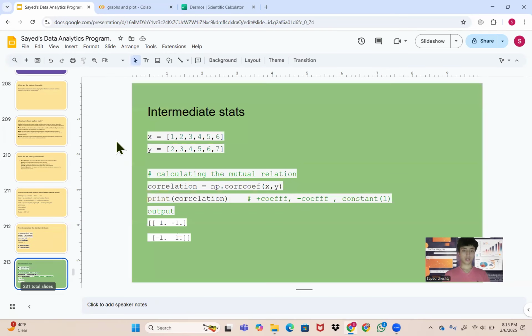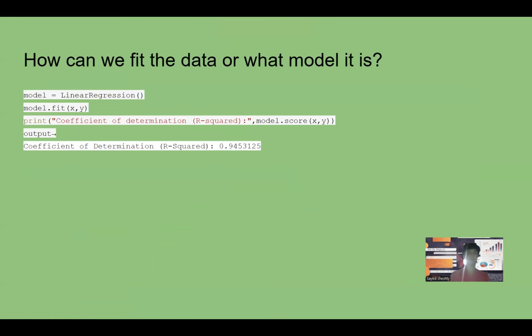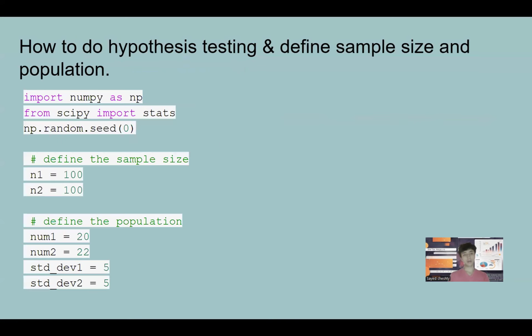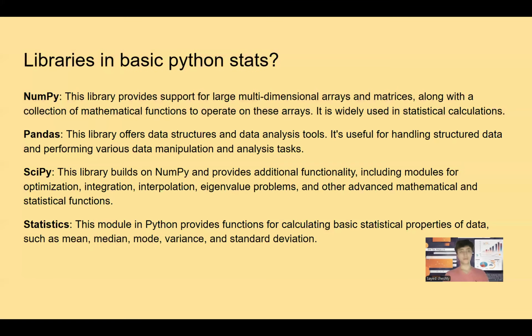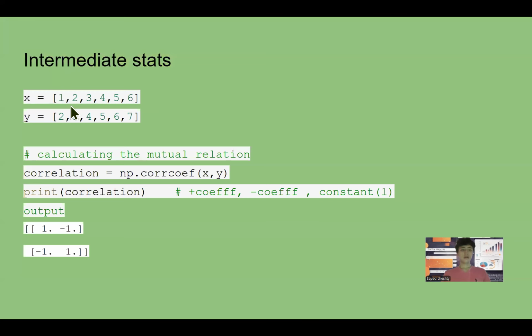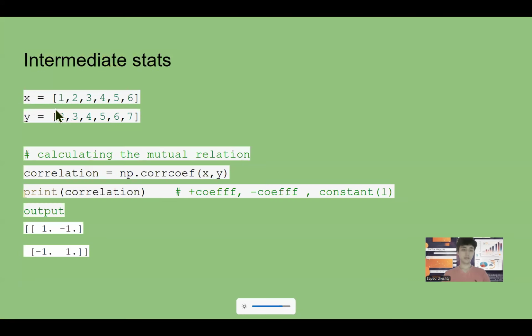Now we're going to talk about what intermediate stats is. We talked about basic Python and intermediate stats, but after that, next time we're going to talk about hypotheses and null alternatives in the next session. So intermediate stats just means calculating the mutual relationship.